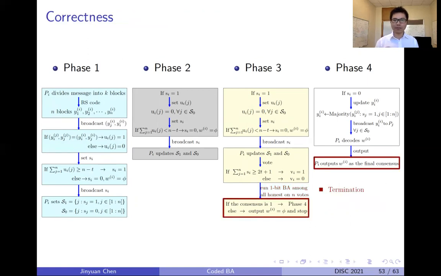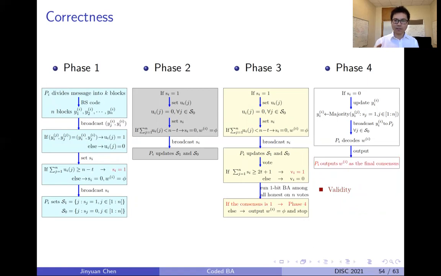In the following, we are going to analyze the protocol in terms of termination, validity, and consistency. We can tell that all honest processors eventually terminate together at the end of phase 3 or at the end of phase 4. So the condition of termination is satisfied.